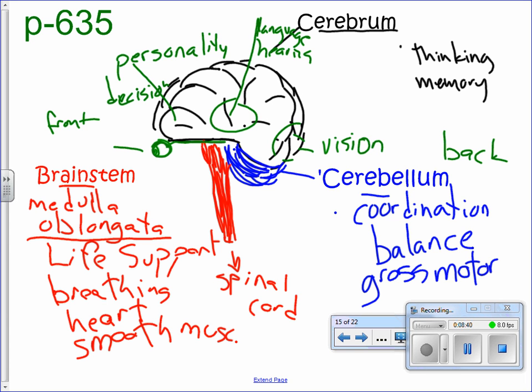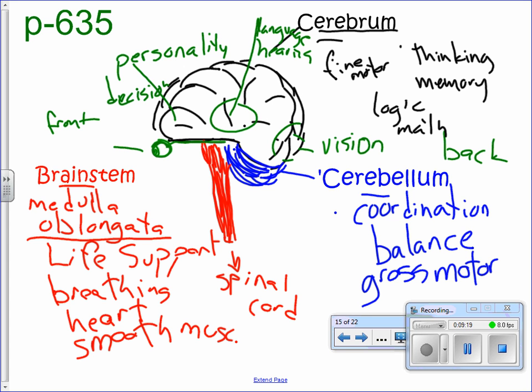Who's got page 635 open? What else am I forgetting here? So thinking, memory, and I'm just going to put in here, overall, things controlled in the cerebrum include logic, math, fine motor control, like being able to play a musical instrument, being able to do sports, not just the standing up, moving around, but the really fine-tuned, you know, pitching a baseball, hitting the baseball right where you need it to go. Let's see, fine motor control. What else do we have?